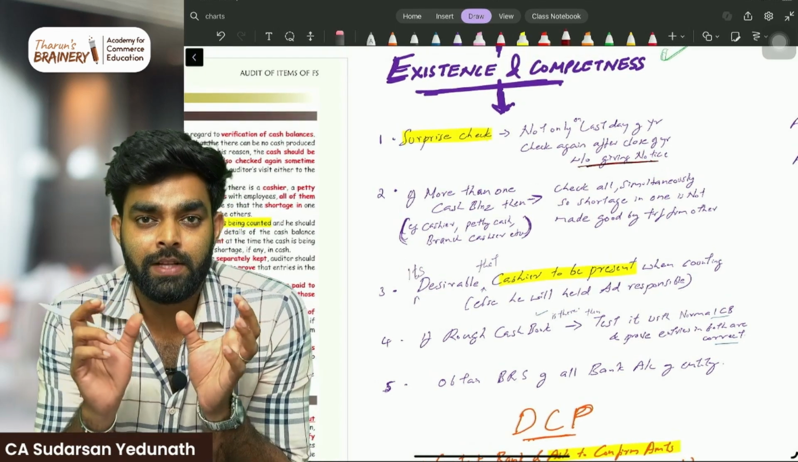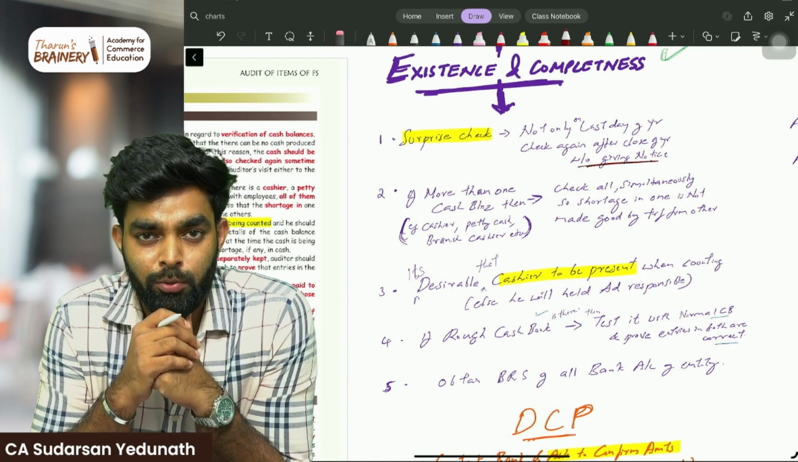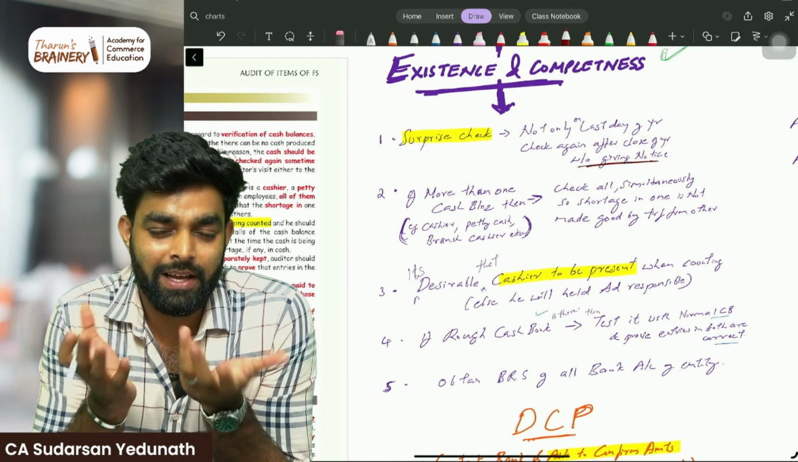First, in the balance sheet, there is a cash and cash equivalent amount of 10 lakh rupees, or 20,000 rupees, whatever; say the 10 lakh rupees is there.